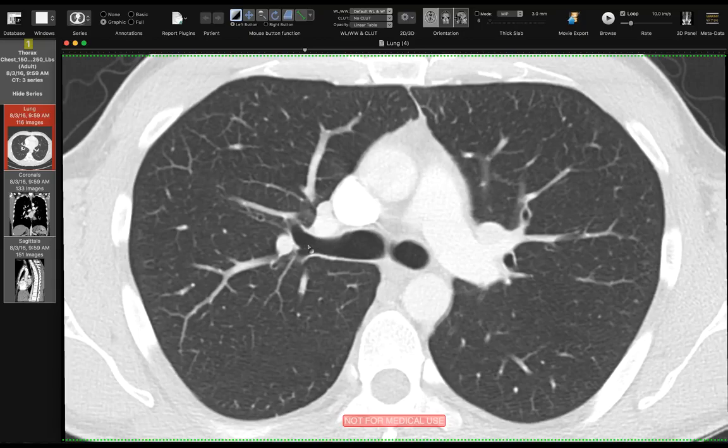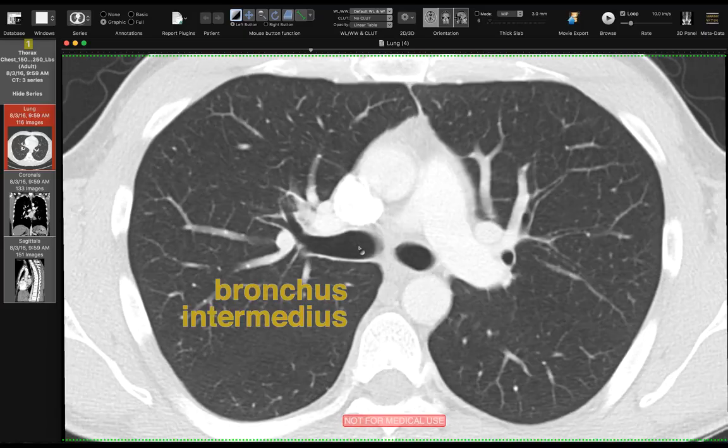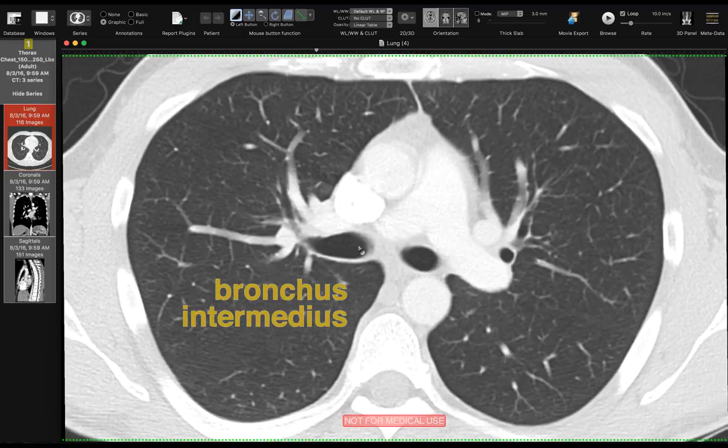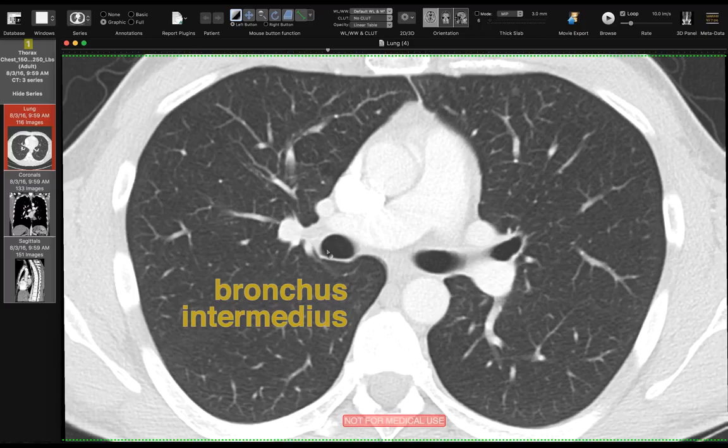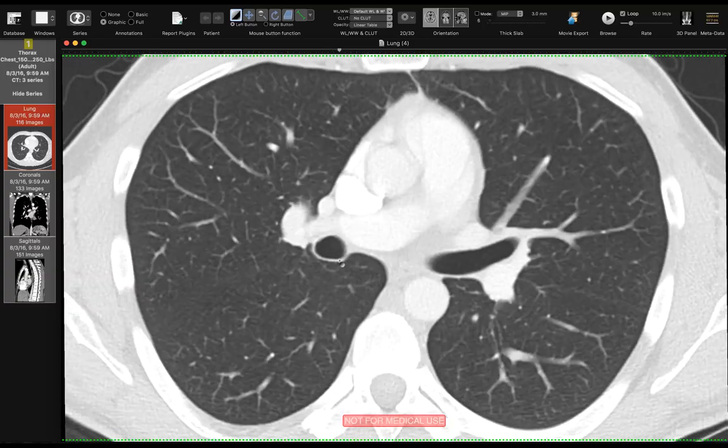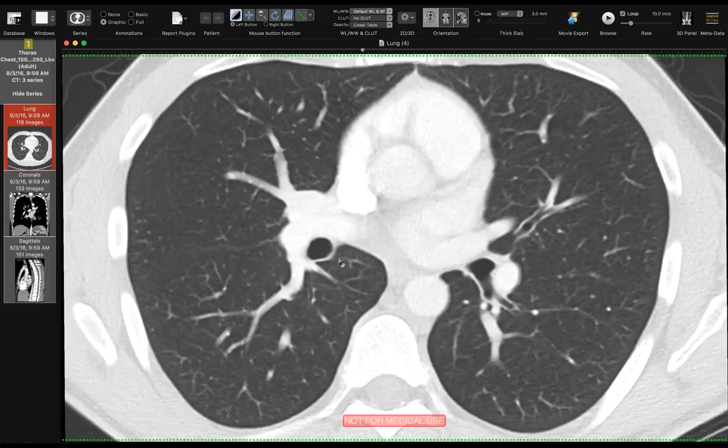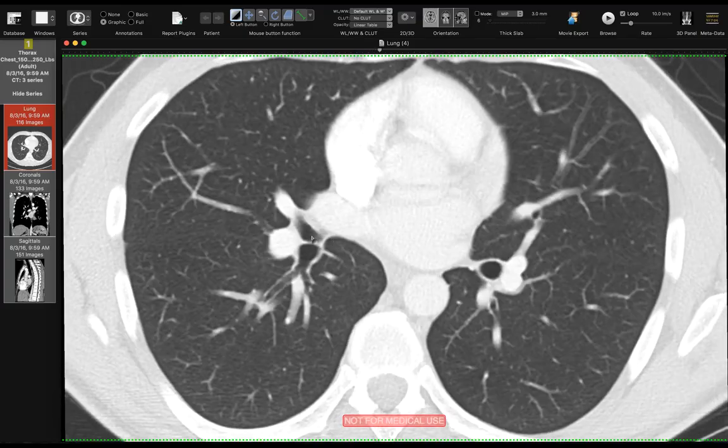So after the right upper lobe comes off, the next branch is the bronchus intermedius. So there's the right upper lobe. This is the bronchus intermedius. The bronchus intermedius gives rise to the right middle lobe bronchus and the right lower lobe bronchus. So if I keep scrolling down, that is the right middle lobe bronchus, and that is the right lower lobe bronchus.